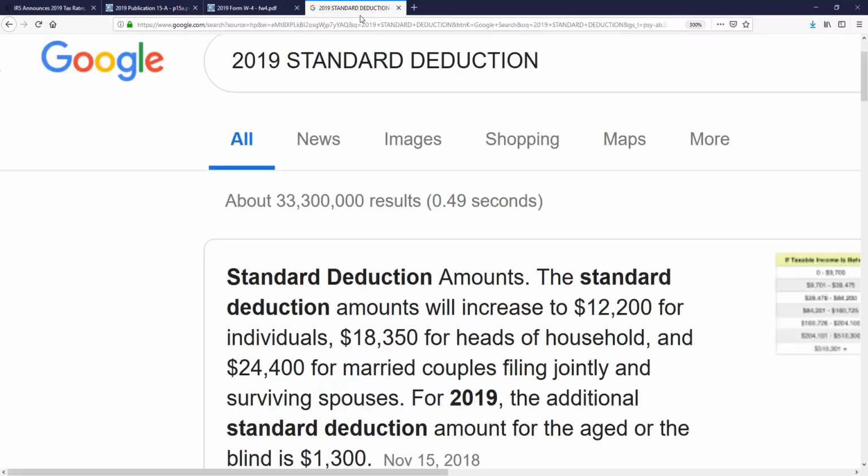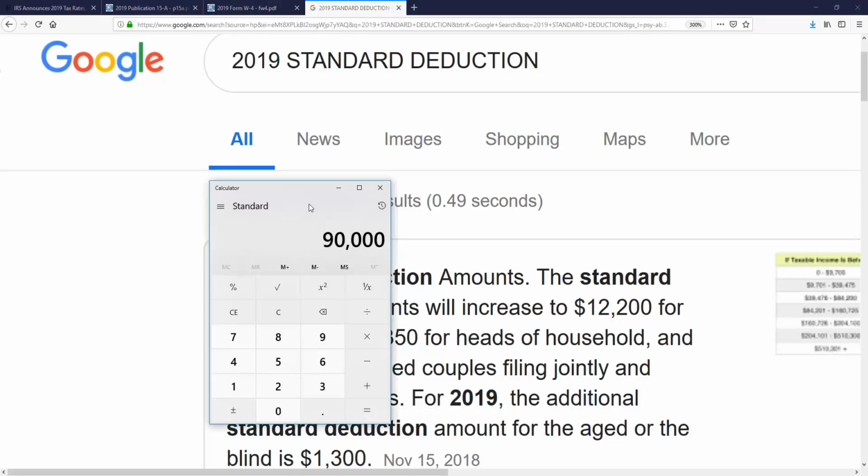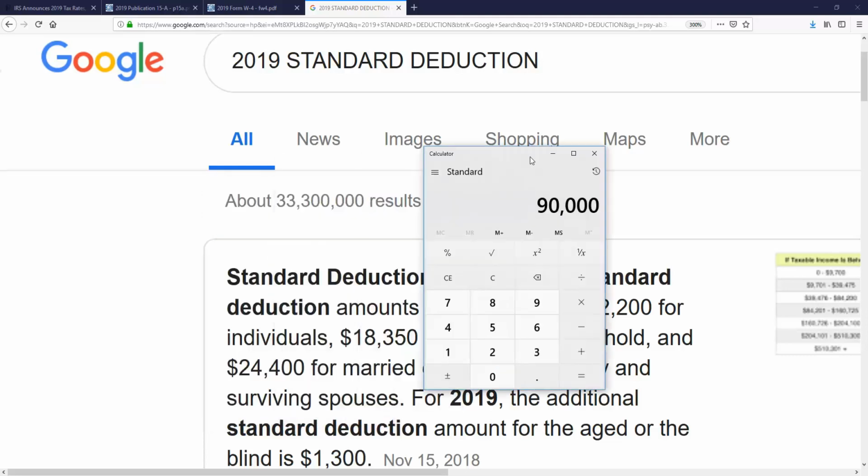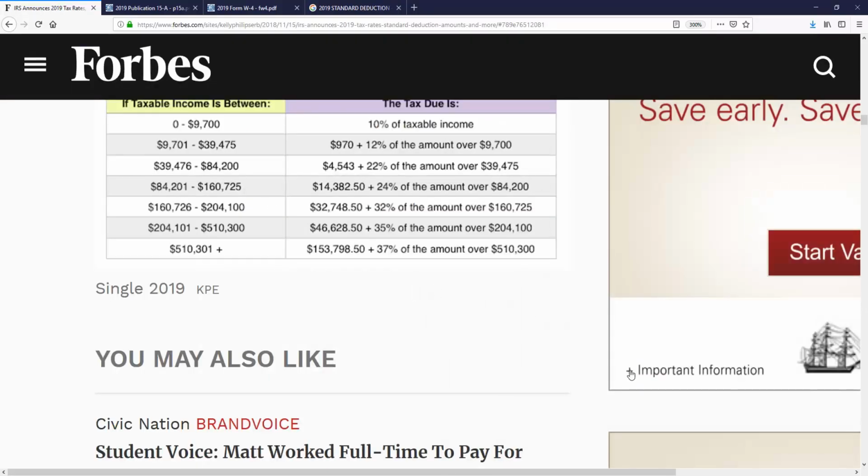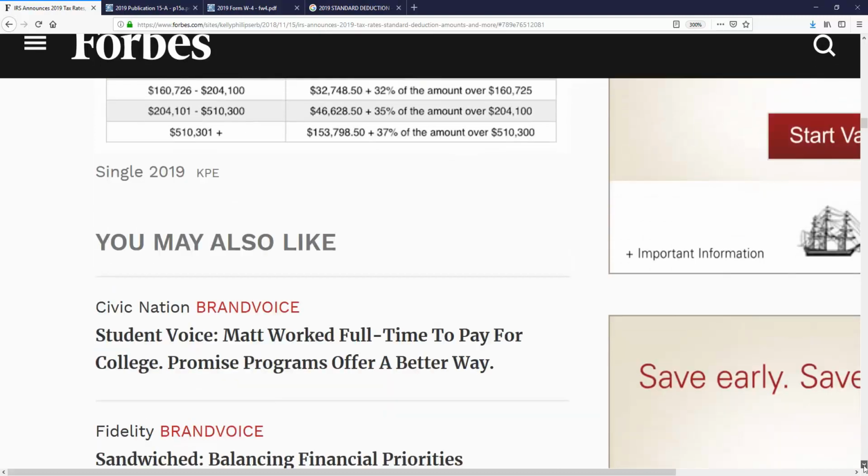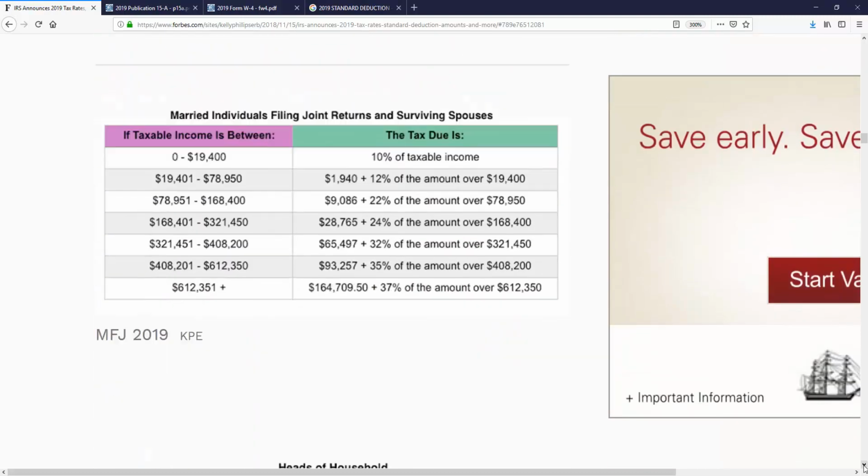Going back to our standard deduction, we know in 2019 for married couples the standard deduction is $24,400, right? So we're going to take the $90,000 and subtract $24,400. That gives us a taxable income of $65,600. We're going to go back to our tax table and scroll down to married filing jointly.